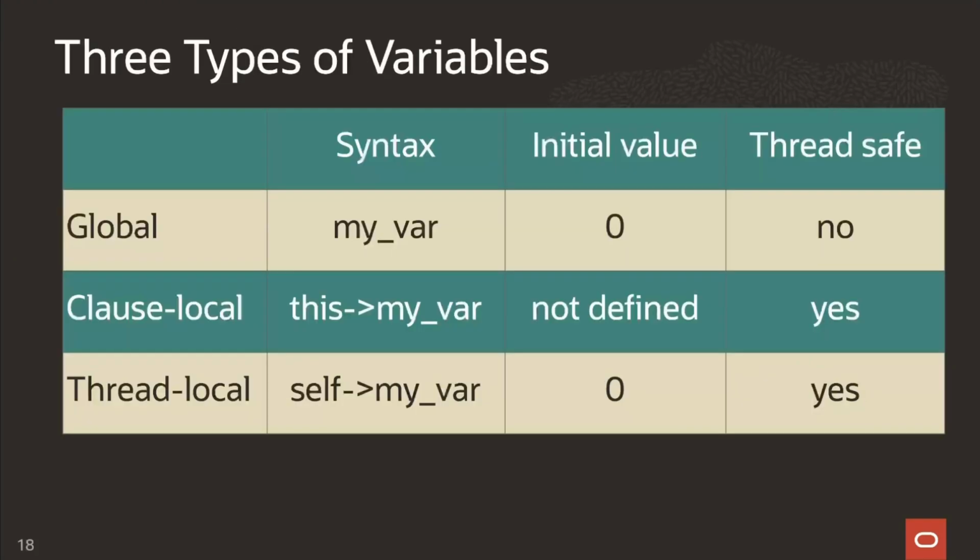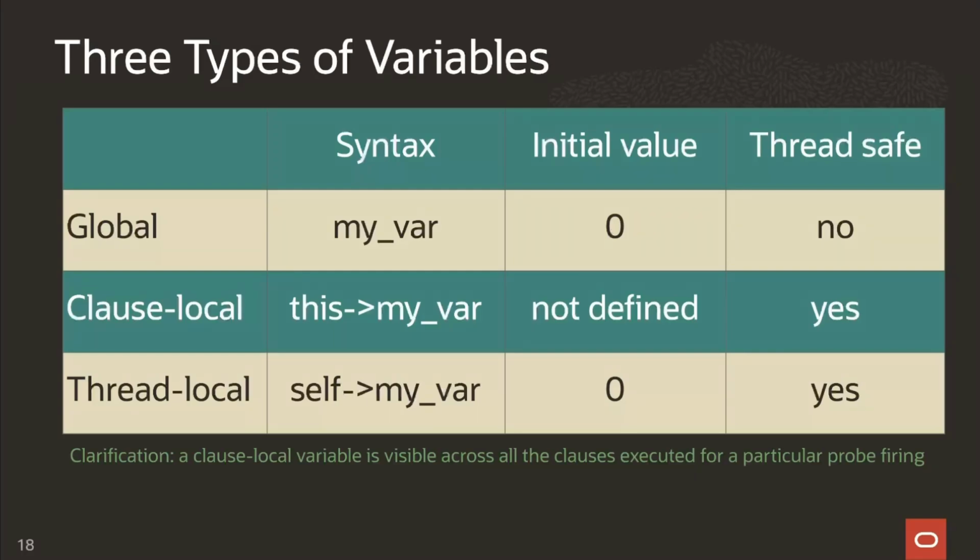So by now we've seen 3 types of variables. There's the global variable. The global variable has an initial value of 0, but it's not thread safe. You've seen it, a global variable can be modified within clauses, in probes, but also by different threads. Very powerful concept, but you got to be really careful. Clause local is sort of the opposite. That's local to the clause, does not have an initial value, but it's thread safe. So that's like a local variable that you know of some other programming languages.